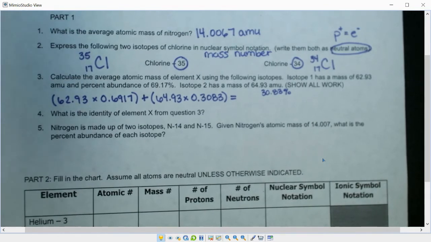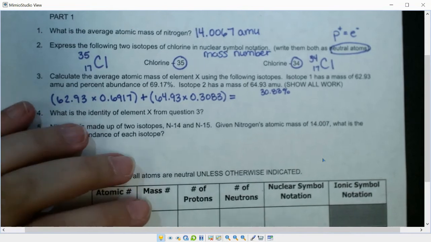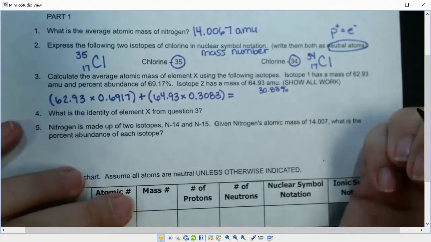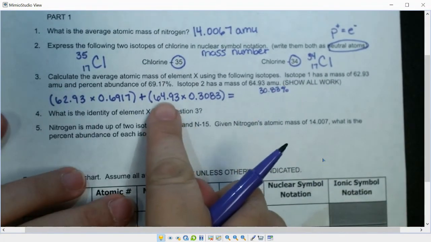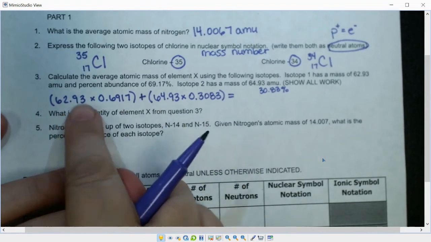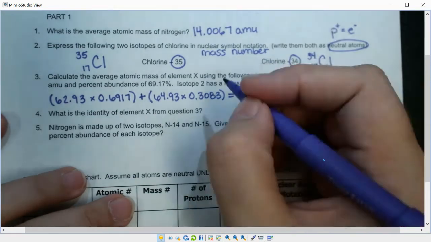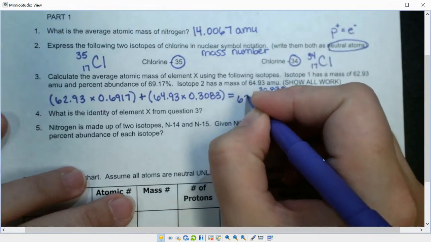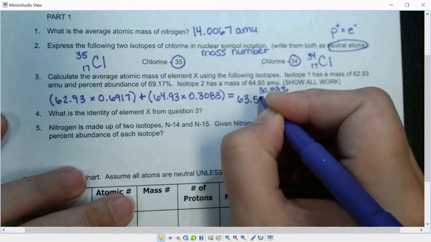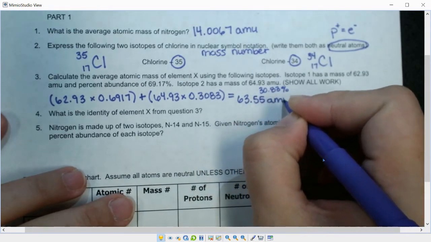So I type all that into my calculator, and my calculator says 63.5466. I'm going to pay attention to the fact that my masses only went out 2 decimal places, so I'm going to attempt to get this the same way. So, 63.55 AMU.